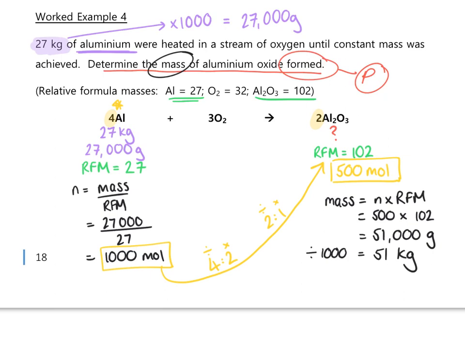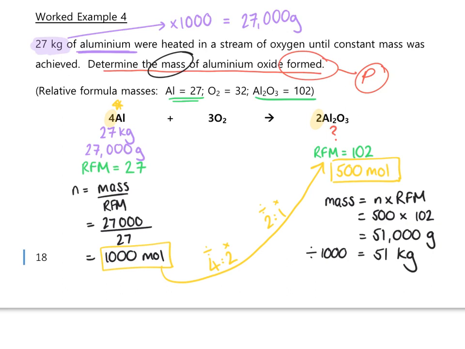And again, the question in the exam might actually ask you for the answer in kilograms. So you just divide by 1000. So 51,000 grams, divide by 1000, and that would get you 51 kilograms. So again, just be careful in this example with your units. You were given mass in kilograms, so you've got to convert that to grams first of all.